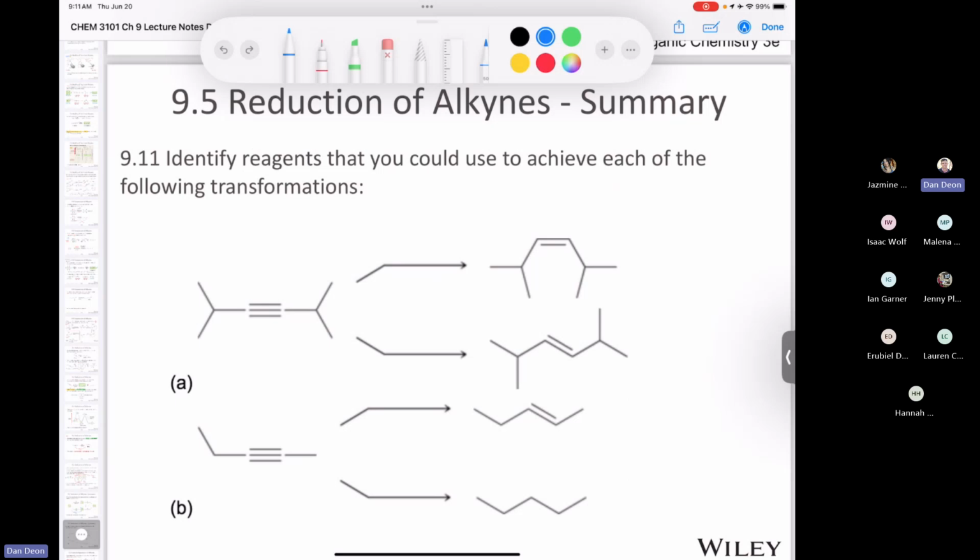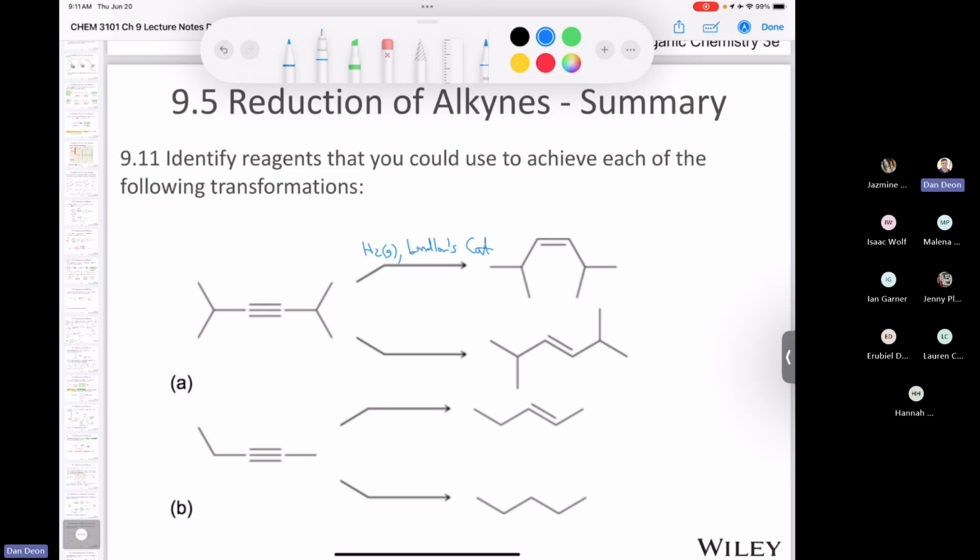Anyway, sorry about that. All right, so the first one, we're taking diisopropyl acetylene. If we want to make a cis alkene, what are we going to do? We're going to use hydrogen gas. So we just write H2. And if you want to put gas, that's fine. You don't have to. And then we'll put Lindlar's catalyst. Okay, and if you want to write poison catalyst, that works too.